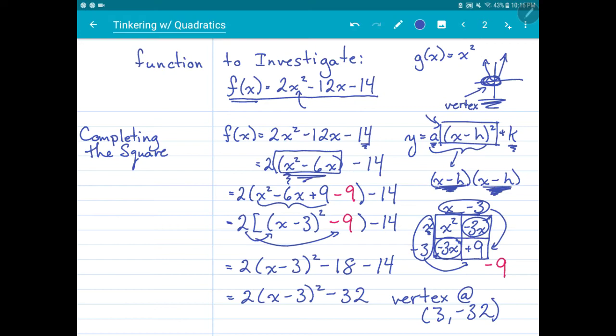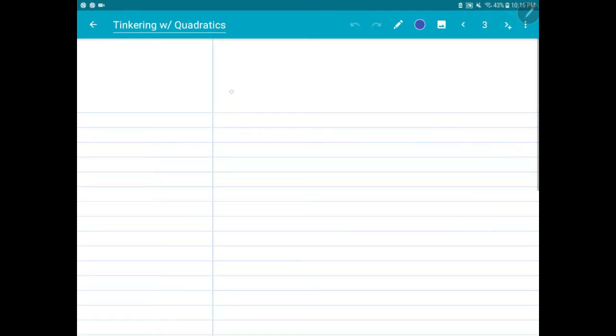Another thing that might be useful is to find the x-intercepts. So let's try that too. So we'll stick with that same one. We still have f of x equals 2x squared minus 12x minus 14. And now we're going to look for the x-intercepts. So what are the x-intercepts?